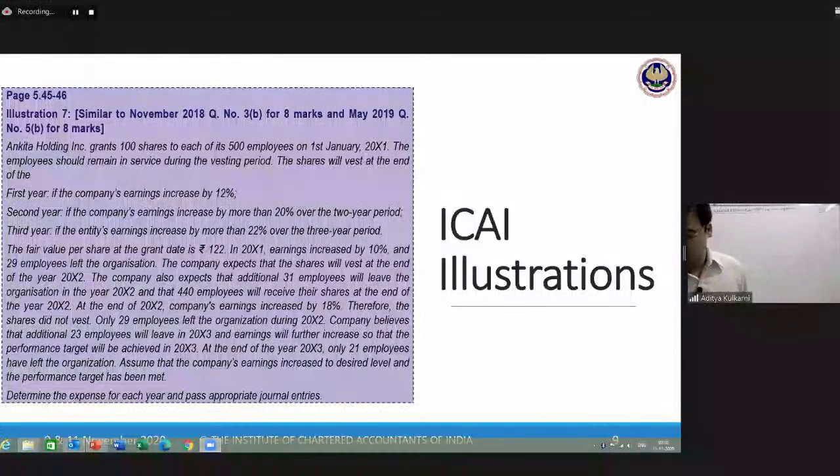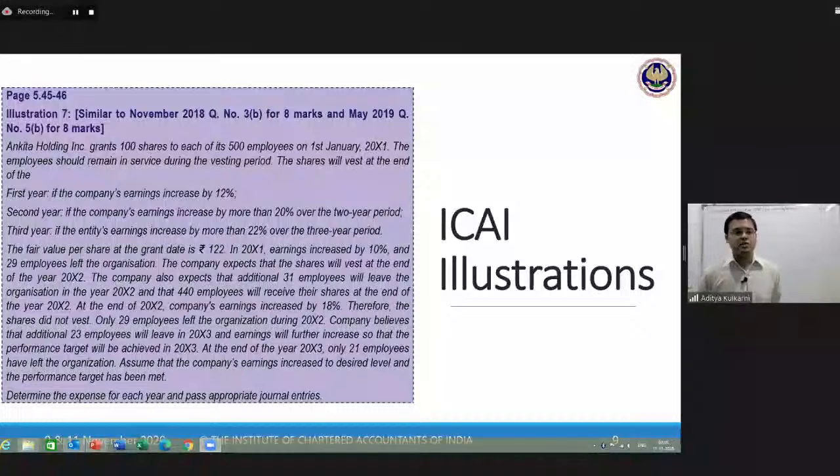In fact, if I have to comment in terms of this performance conditions, if the institute gives us the option of this question, we have to perform such that the marks attributed to this question vest in us when I complete the paper. So that should be our attitude when we are approaching Ind AS 102. All right. So let us come to illustration 7. We'll read the problem. Ankita Holding Inc. grants 100 shares to each of its 500 employees on 1st January X1.